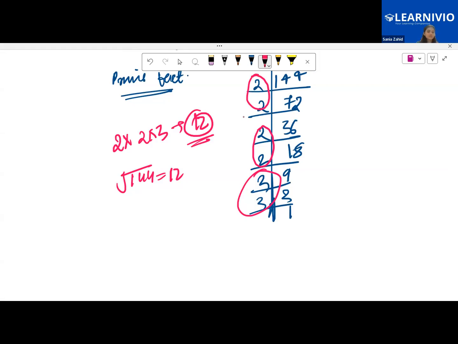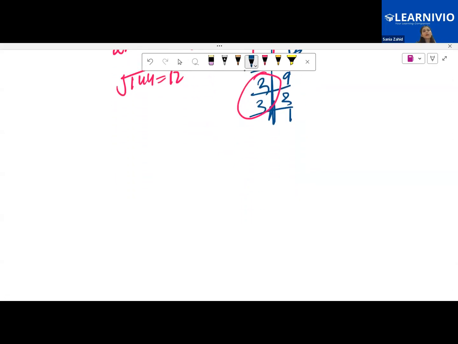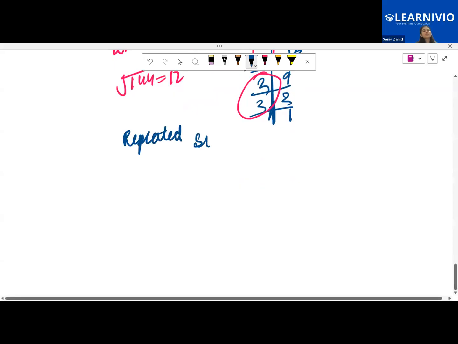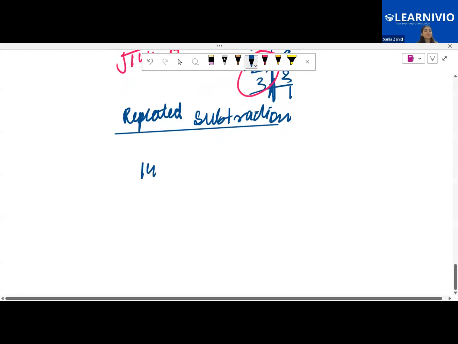Now just find the square root of the following number. Okay, first listen to one more method. You have repeated subtraction. Via the method of repeated subtraction, you can also check if the number is a perfect square or not. Right? Now, what is repeated subtraction? In this method, for example, I have 144 again. So what you're going to do is keep subtracting odd numbers.